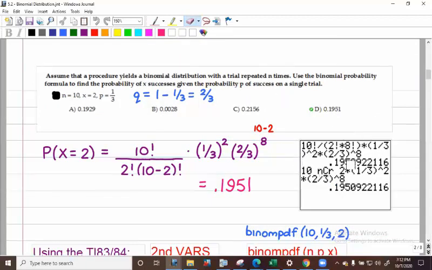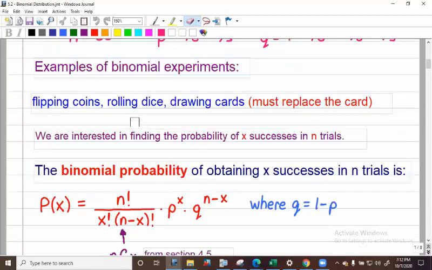This is using the older calculator, but all right, so they're telling us that N equals 10, X equals 2, P equals 1/3. That's kind of ironic. This actually matches our dice problem up there, even though it doesn't say that, this same P, 1/3.